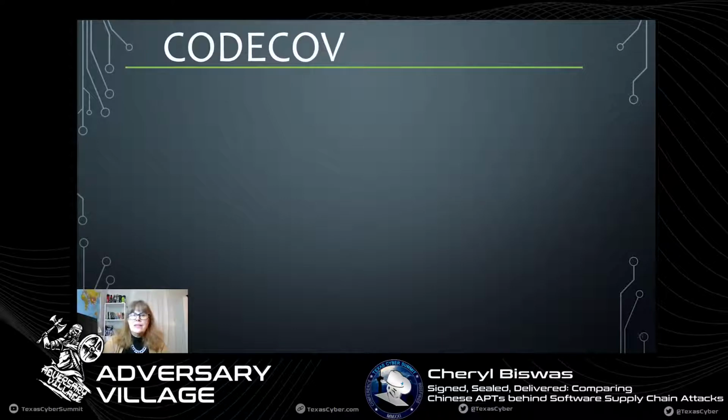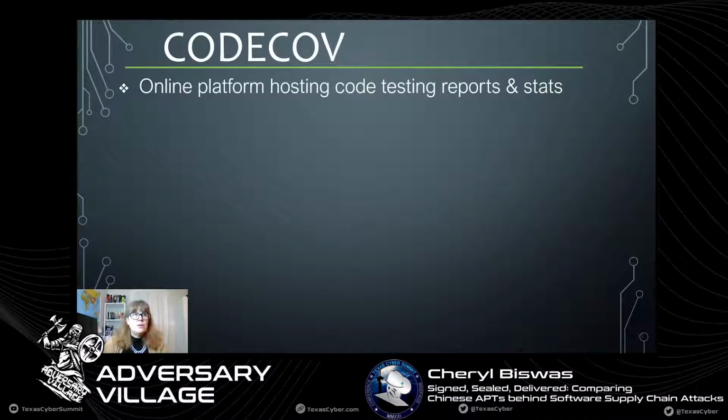CodeCov is an online platform that's used for hosting code testing reports and statistics, and it provides developers with tools to help them quantify just how much source code gets executed during testing. They serve more than 29,000 customers globally, and many of those are enterprise level. They include GoDaddy, Atlassian, Royal Bank of Canada, Procter & Gamble. But the impact went beyond that to thousands of public development projects, including Ansible, Kubernetes, PyTest, and Radar.org. As well, Twilio, Rapid7, and the e-commerce platform Mercari were all victims.